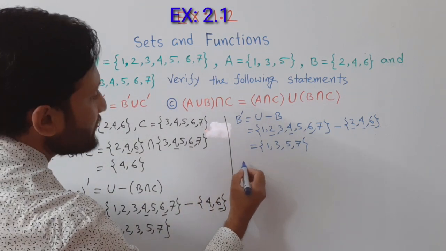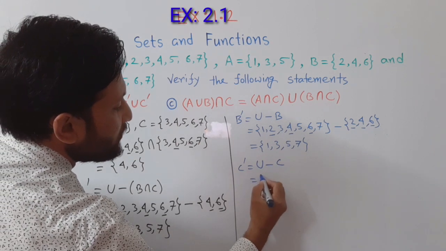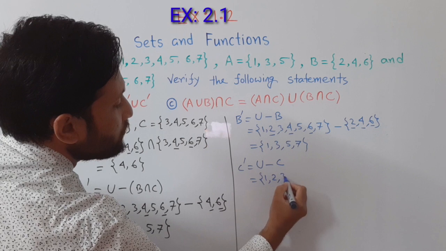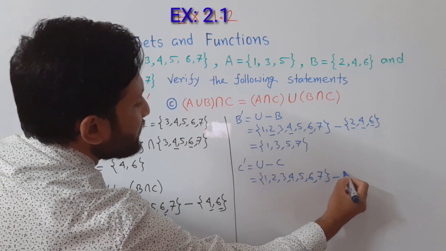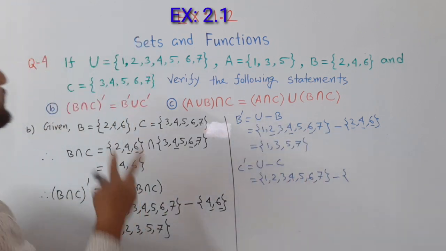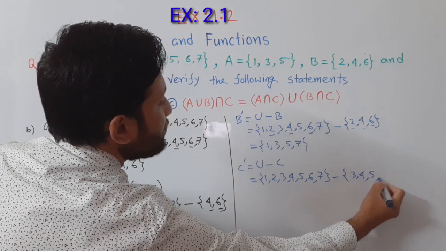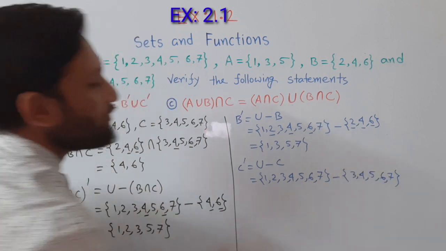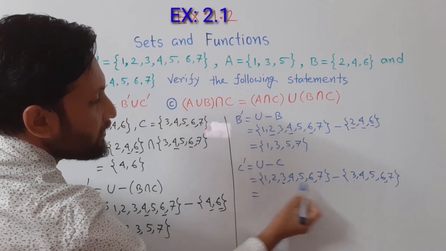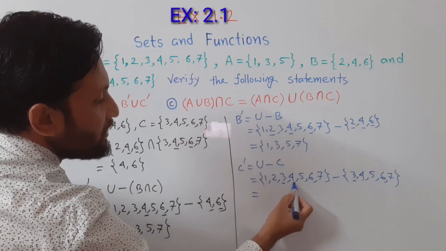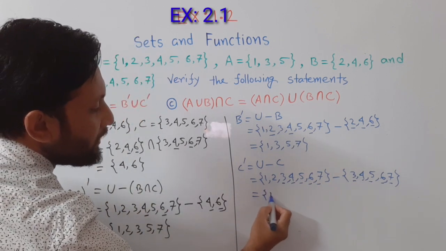And then C complementary. C complementary, that means universal set minus C. So write down the universal set 1 to 7, 1, 2, 3, 4, 5, 6 and 7. And then minus, that means subtraction of C set. Here C set 3 to 7, total 5 elements, 3, 4, 5, 6 and 7. Okay, now cancel the elements of C from universal set. Here see that 3, 3 cancel, 4, 4 cancel, that means 3, 4, 5, 6, 7 all are cancelled, and then rest elements only 1 and 2.